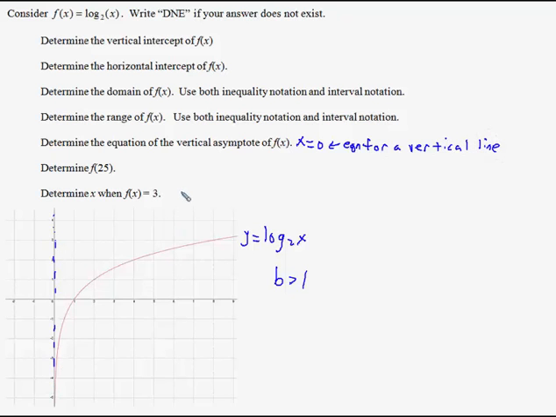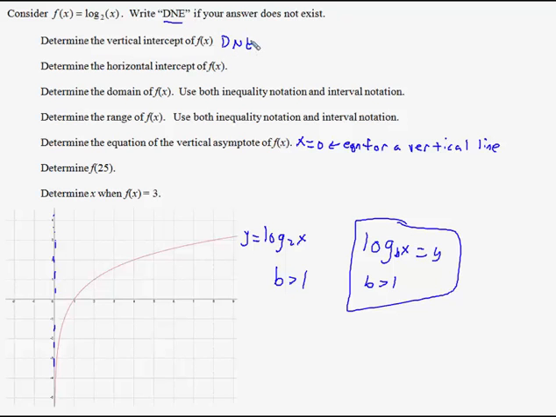Now, to answer the other questions: what is the vertical intercept? Well, I just said that the logarithms have a vertical asymptote of x = 0. In a different class, you may learn how to shift the graph left and right, and that would change that. But basically, if you have something of the form log base b of x, and b is bigger than 1, then the graph has a vertical asymptote at x = 0, and the vertical intercept will not exist. So I'm going to write DNE here for does not exist. The graph does not cross the vertical axis.